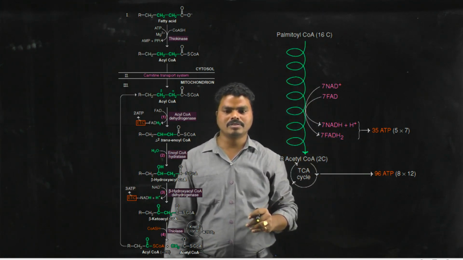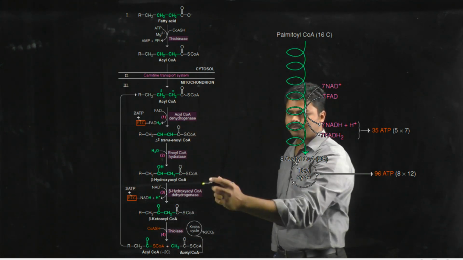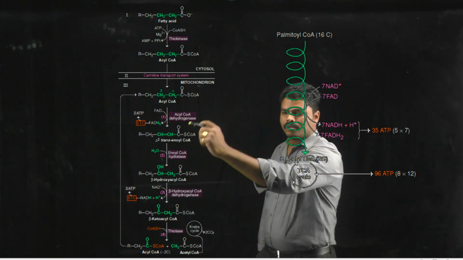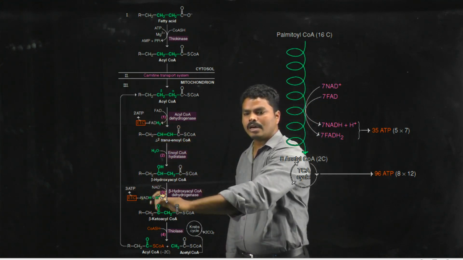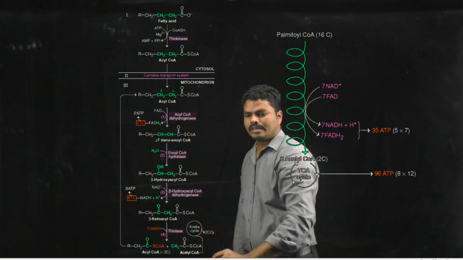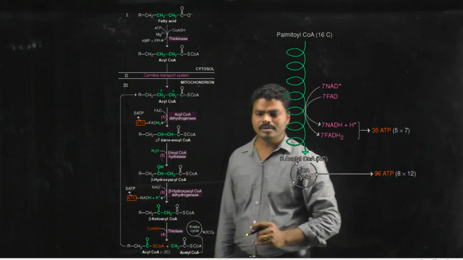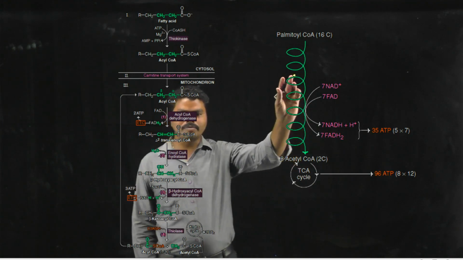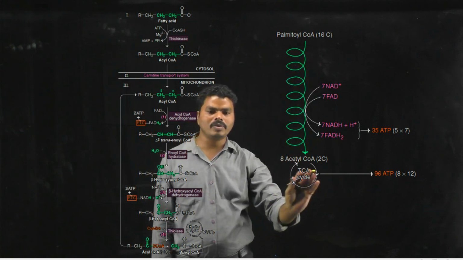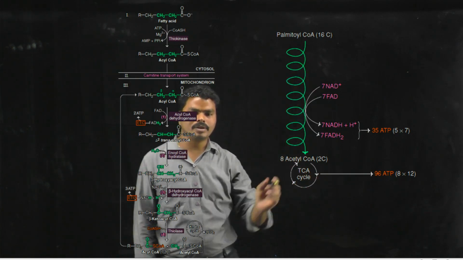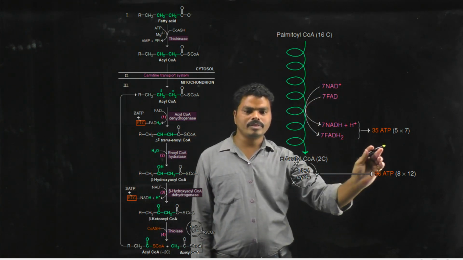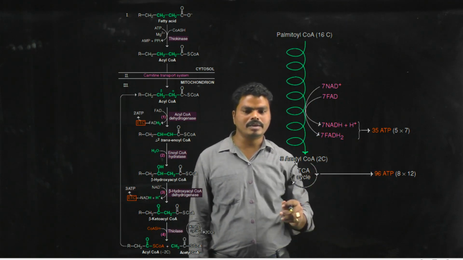7 beta oxidation cycles. We already discussed one beta oxidation cycle: in one cycle, 5 ATPs are produced in different stages of beta oxidation, and at the end we get 2 acetyl-CoAs. Here, 7 beta oxidation cycles are required to convert the palmitoyl-CoA into 8 acetyl-CoAs. So during the 7 cycles it will liberate 35 ATPs.